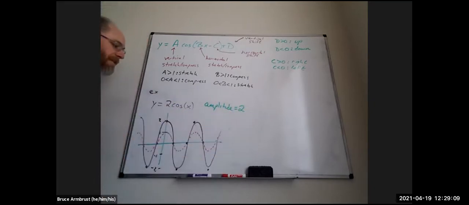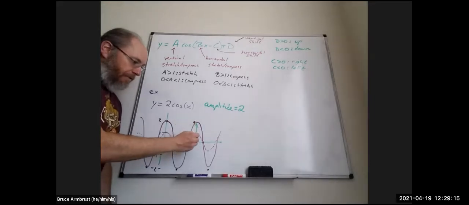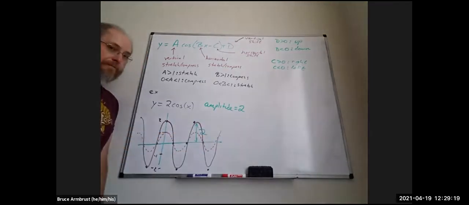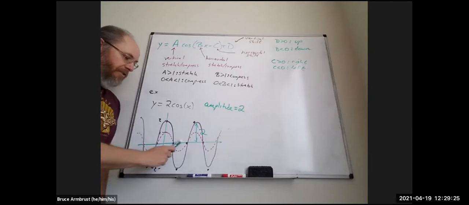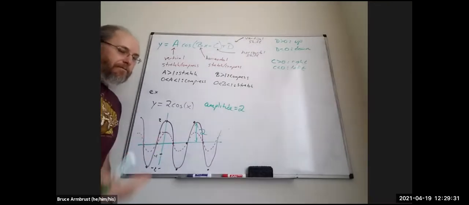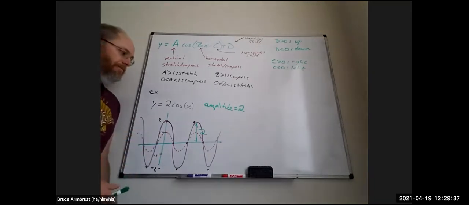So we just changed the amplitude, and our amplitude is now 2, because the distance that we travel from the midline to our max or our min is actually 2. We didn't change the x-intercepts, but we did change the y-intercept. It's now (0, 2) instead of (0, 1), but again, because of the stretch.